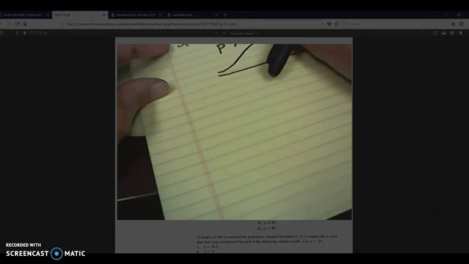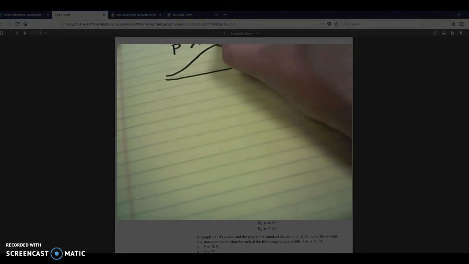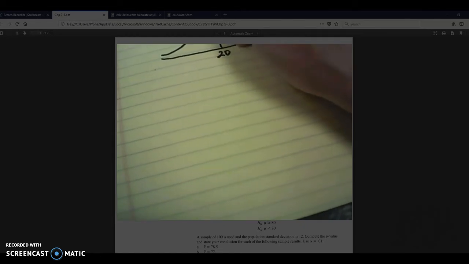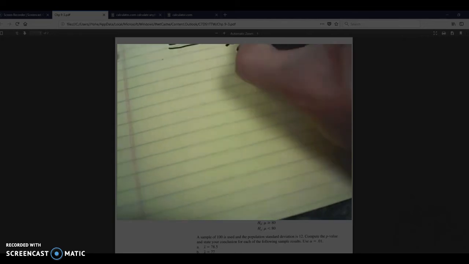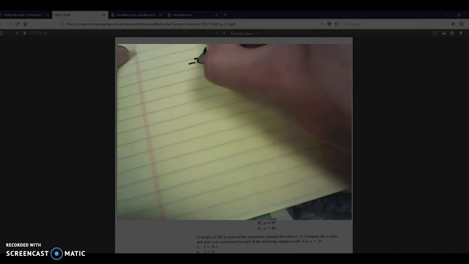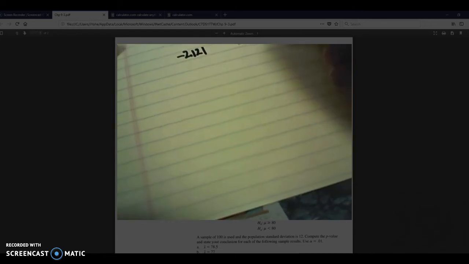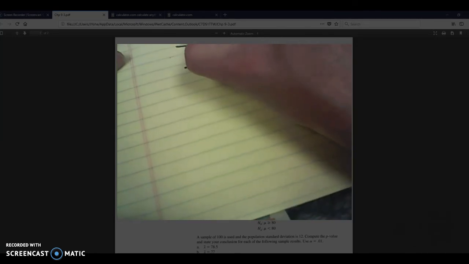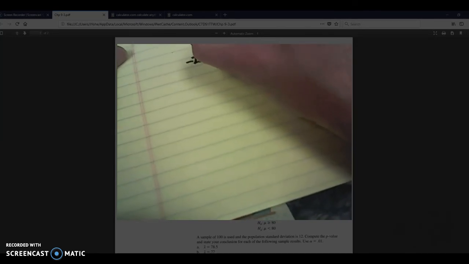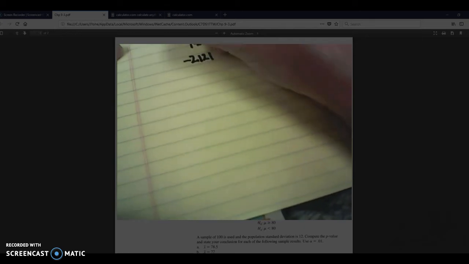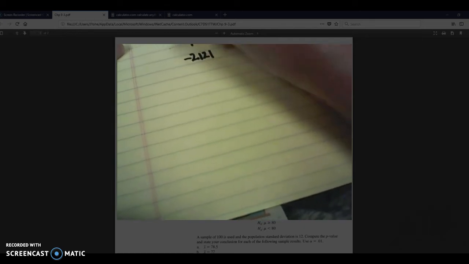bring the webcam back up. Okay. Here is our z distribution. Here's our normal distribution. We had a mean of 20. The z at 20 is 0. We had a z value of negative 2.121. That falls over in this area, and that corresponds to an x bar of 19.4. The probability to the left here is 0.0170.